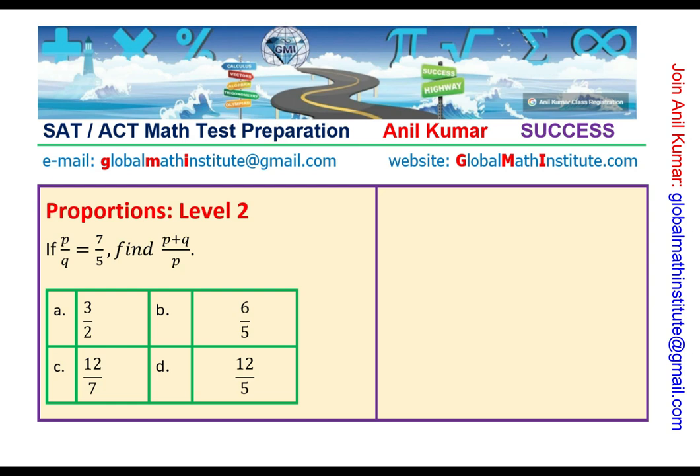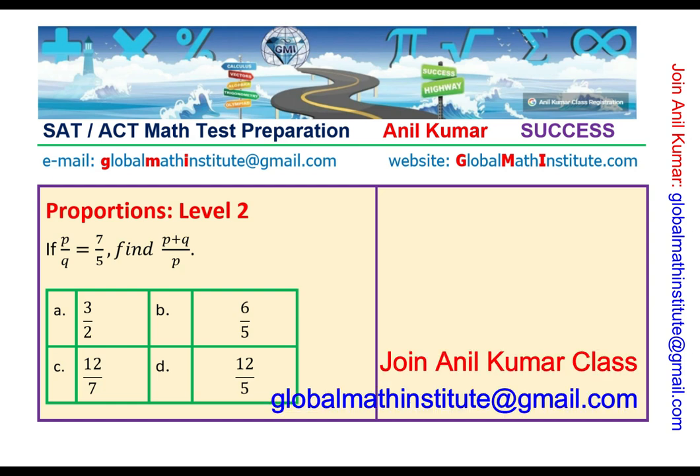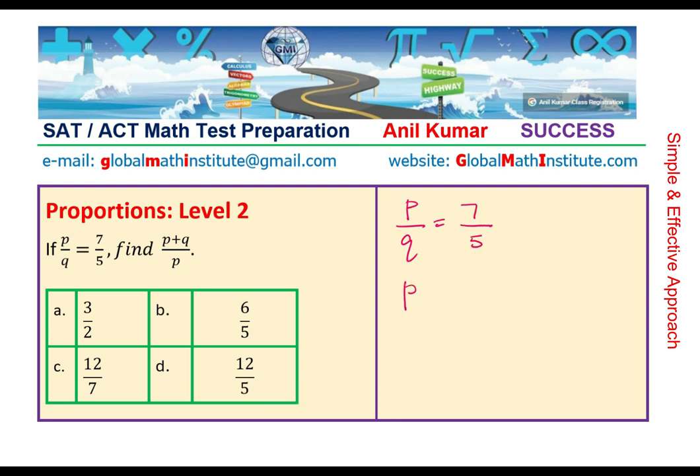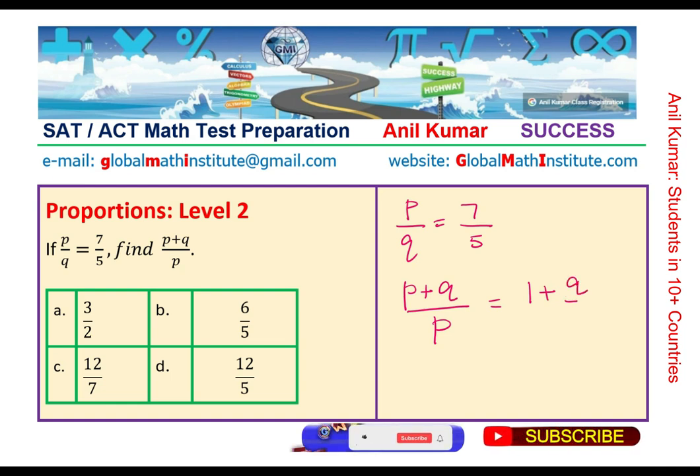We are given P by Q as 7 by 5. Find P plus Q over P, right? Slightly different, but let us see what kind of strategy works best for this. What we need to find is P plus Q over P, right? Think over it. Now we could actually rewrite this: P over P is 1, right? This could be written as 1 plus Q by P.